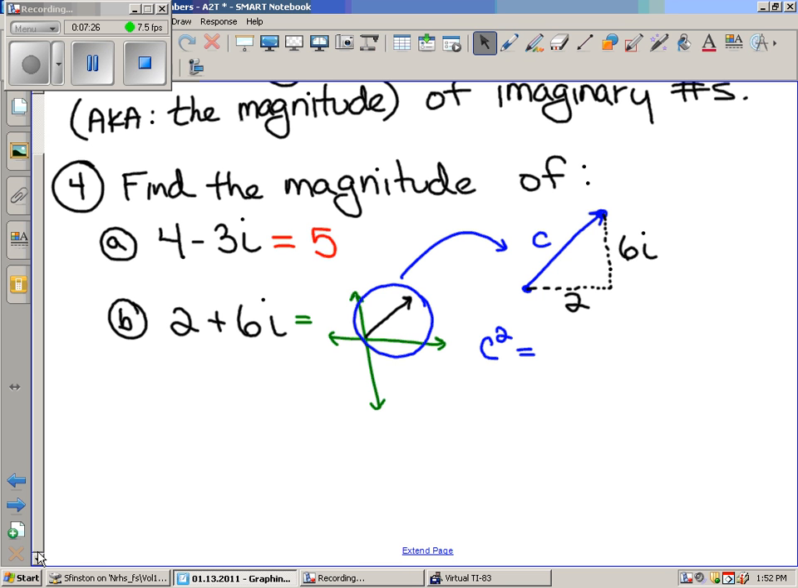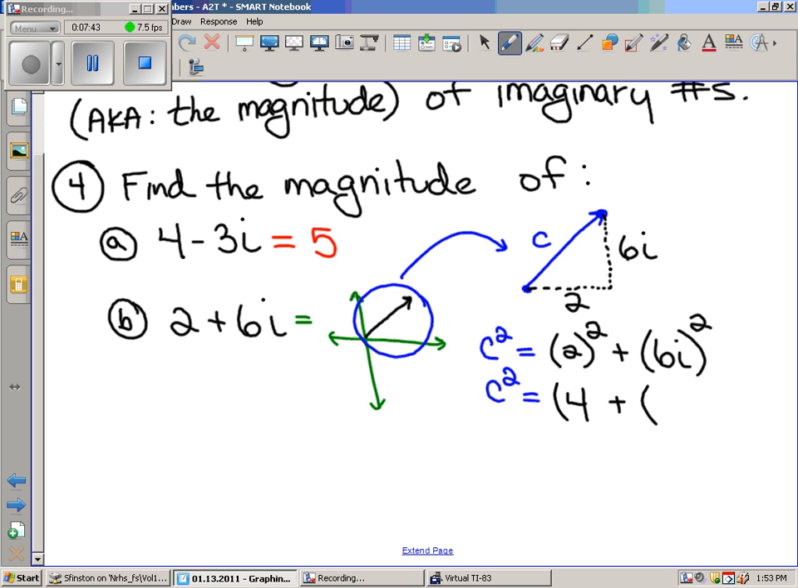Now to find the length of the hypotenuse, guess what we're going to use? C squared is going to be equal to 2 squared plus 6i squared. And so C squared is going to be equal to 4 plus, let me put this in parentheses, negative 36. And then you run into some trouble. And this is where being a mathematician and understanding what everything means comes into play. I love this. It's the most creative part of math. You run into trouble because having negative 36 in that formula doesn't really make any sense.